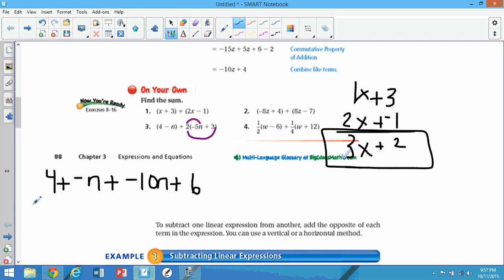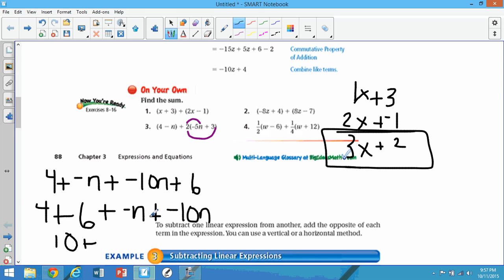Now I have to commute my order. So it's 4 plus, and then I'm going to move my 6 up here, plus negative n plus negative 10n. 6 and 4 is 10, plus a negative n would be a negative 1n, plus a negative 10n. So a negative 1 plus negative 10 is a negative 11n. And that would be your answer.